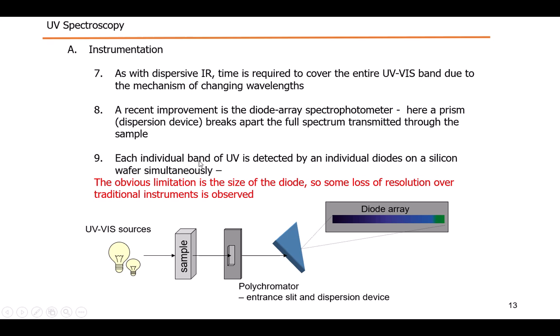In a diode array there are several silicon wafers attached. Each wafer accepts a separate region of the light and takes it in the form of a spectrum. So a spectrum is obtained in lower time. But there is a limitation, and that limitation is the size of the diode. It's larger in size, and loss of resolution takes place. So a good amplification is required in this case.